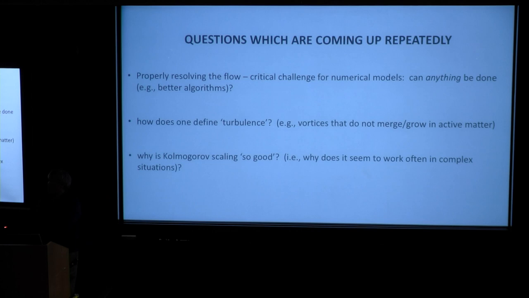Also, better algorithms are something that we definitely need. In particular, in compressible turbulence, when we model it using supercomputers, we use second-order accurate schemes, which is not good for turbulence. So we really need to concentrate on the development of stable high-order methods for compressible flow, and funding should go in that direction.